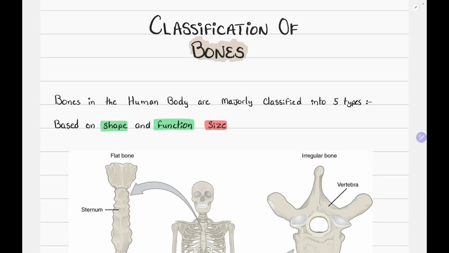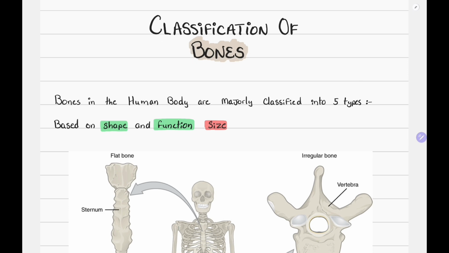Hello juniors, I welcome you all again in the continued series of general anatomy, and today we are going to cover an important yet easy topic, which is the classification of bones. Today's topic will be easy, short and concise, but there are some misconceptions in students regarding the classification of bones, so I will clear them also.